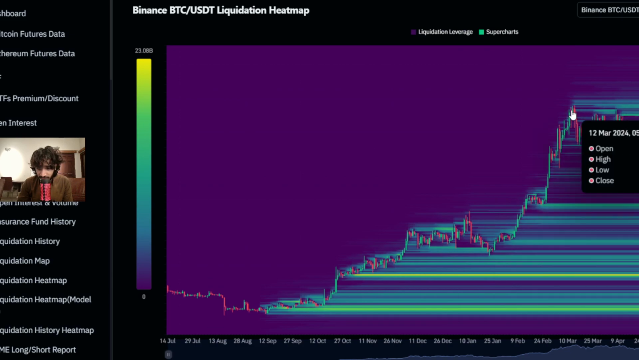When it rejected from this first 73,000 area, people knew that this is a really good support and there was a lot of liquidity here. So not enough liquidity was extracted, and it went up to touch this price zone and then went up again. It was a triple top right here, which meant a bearish signal. The chart has been in bearish momentum since then.